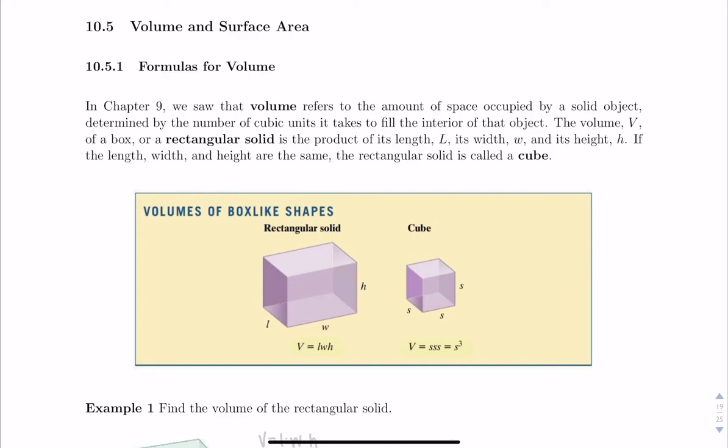If the length, width, and height are the same, then the rectangular solid is called a cube. So our volume of a rectangular solid is length times width times height, or if it's a cube, it's just side cubed.